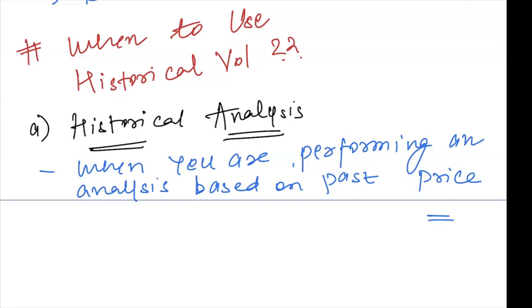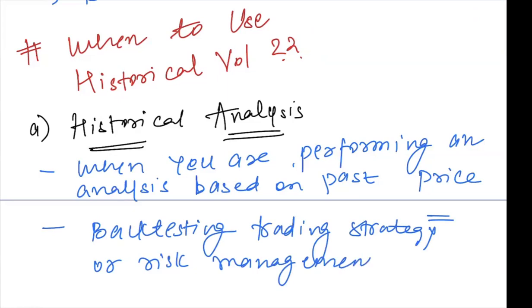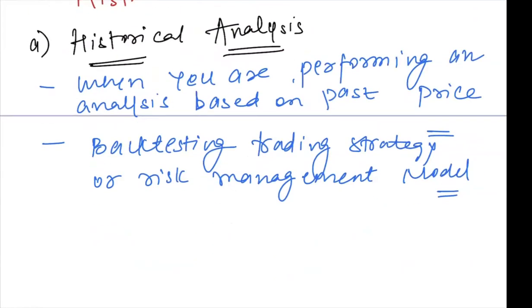So you can use historical volatility in that case, or when you are backtesting any trading strategy, or building any risk management models. That's where you use historical volatility. Second is when you have a lack of market data.